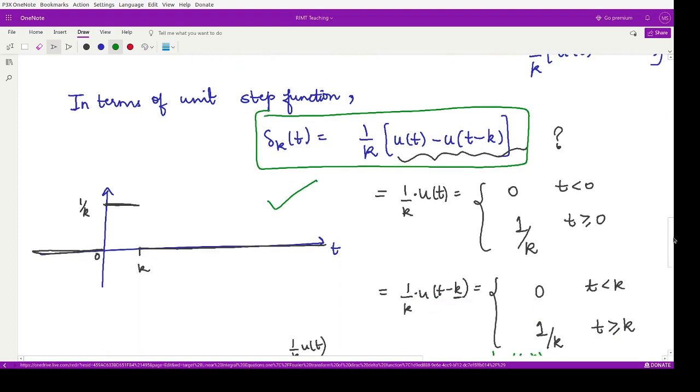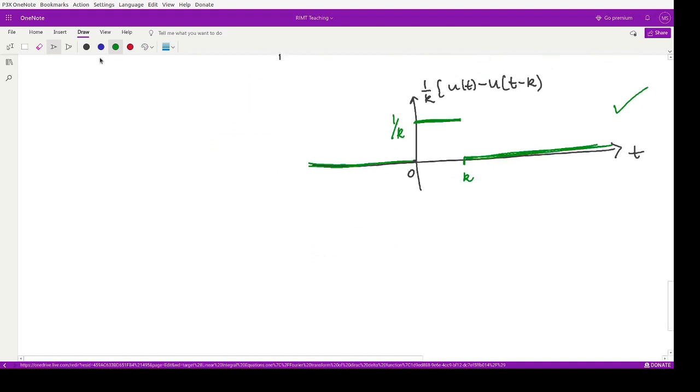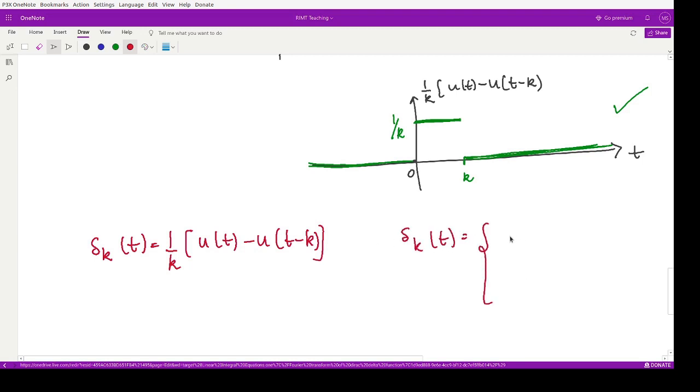Now how is this equivalent to the Dirac-delta function? This is defined using k. So what if I take k tending to 0? I have this definition now, delta k t, that is 1 by k times u of t minus u of t minus k. And what is this delta k t? This was defined to be like this: 0, 1 by k and 0, whenever t is less than 0, t lies between 0 and k, and t is greater than or equal to k. So these two results are there.